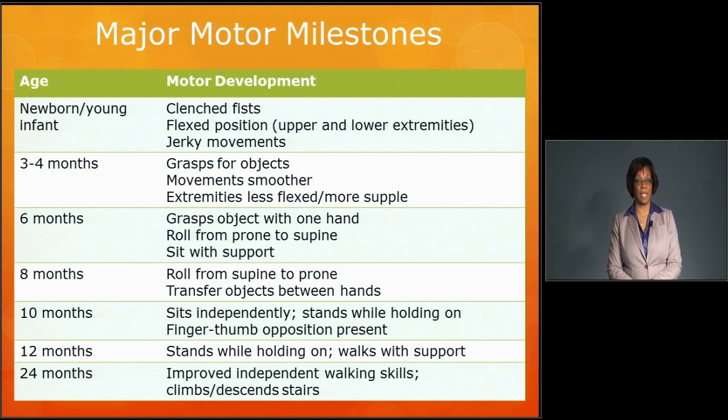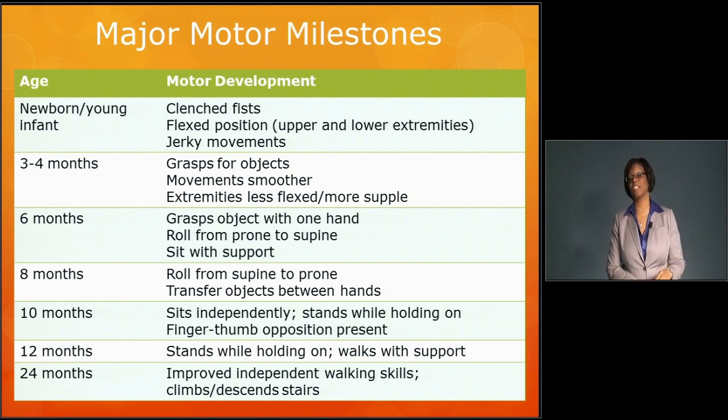For example, any baby that's 3 to 4 months, their movement should be a little bit more coordinated compared to that of the newborn infant. All infants are born with the reflex of grasp, but by 3 to 4 months, grasping for objects is definitely intentional as compared to the neonate. By 8 months, this infant should be pretty well versed at rolling from supine to prone position and even transferring things from one hand to another.